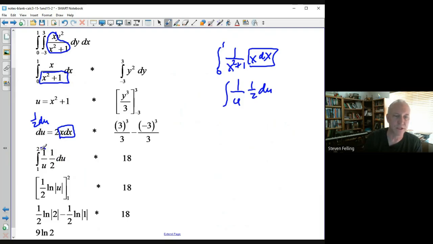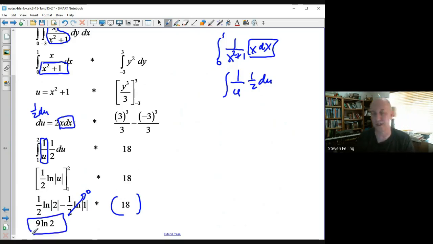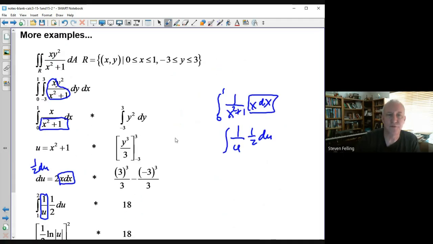Then we're really taking the integral of 1 over u, which is natural log, plugging in. So this is 1/2 natural log of 2 minus 1/2 natural log of 1, but log of 1 is 0. When you multiply all this together with the 18 from the other factor, this 1/2 times the 18 gives you the final answer, 9 natural log 2.